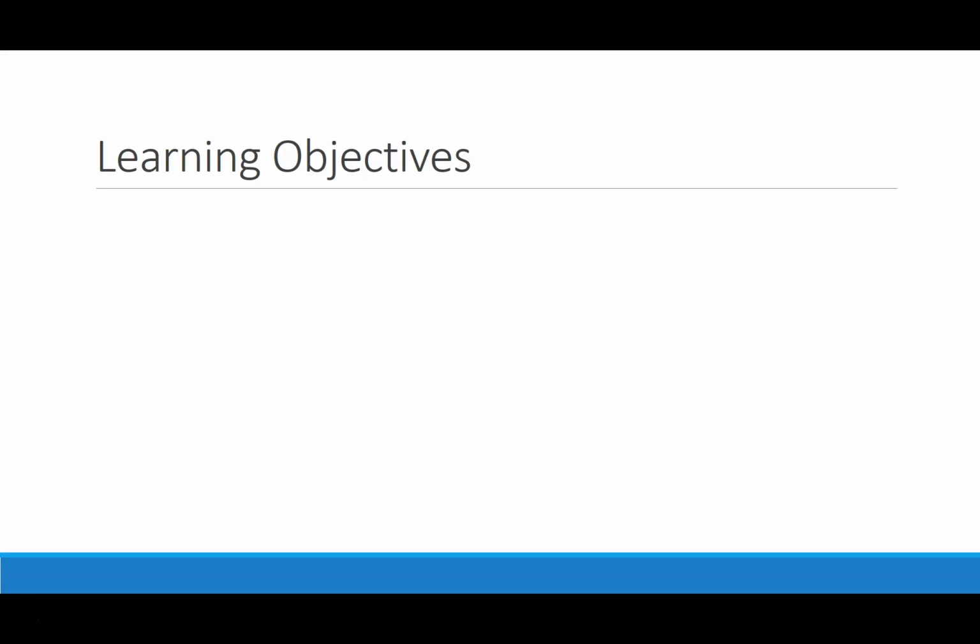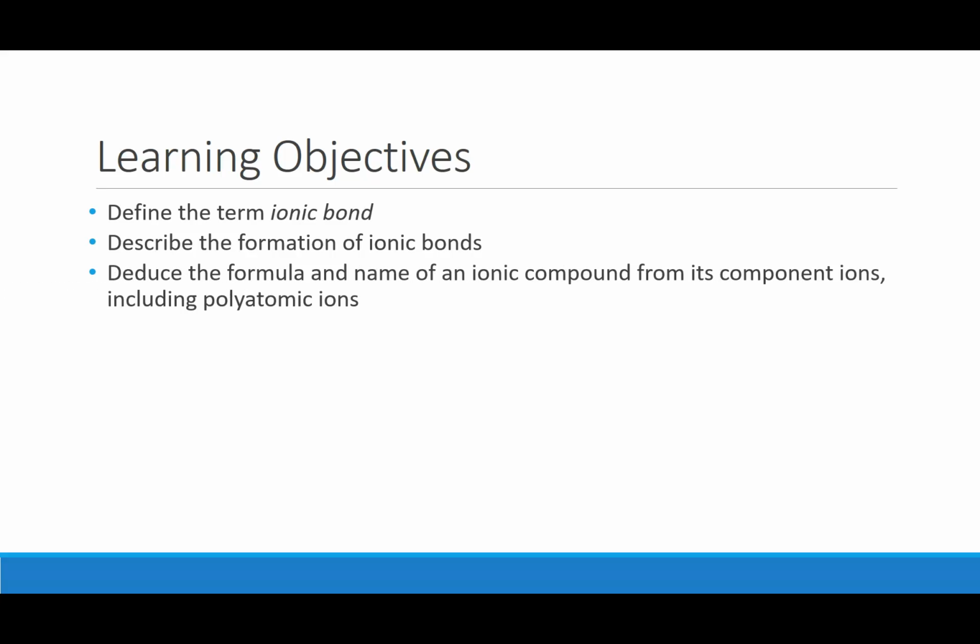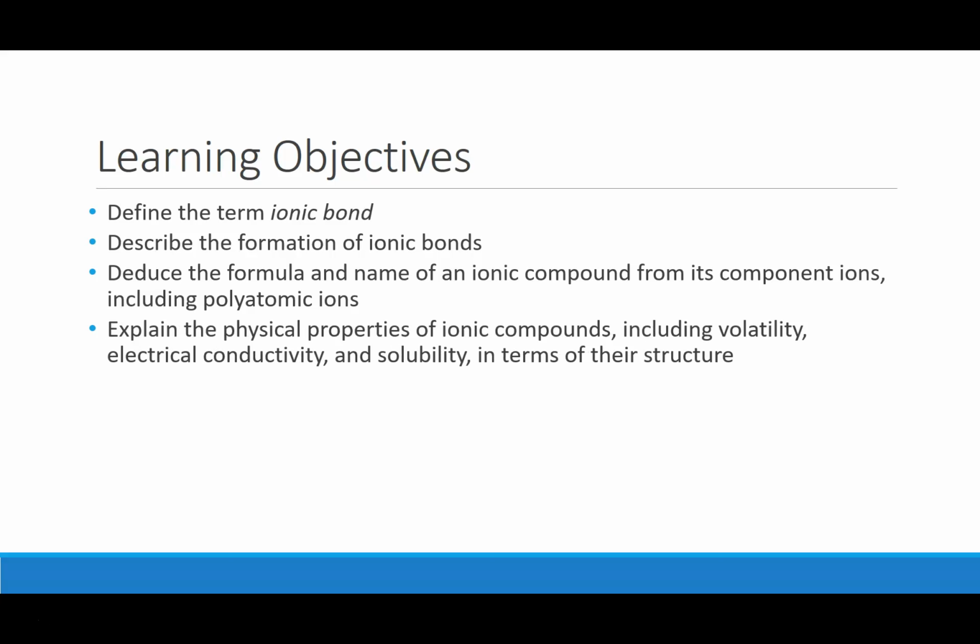After watching this video, you will be able to define the term ionic bond, describe the formation of ionic bonds, deduce the formula and name of an ionic compound from its component ions, including polyatomic ions, and explain the physical properties of ionic compounds, including volatility, electrical conductivity, and solubility in terms of their structure.